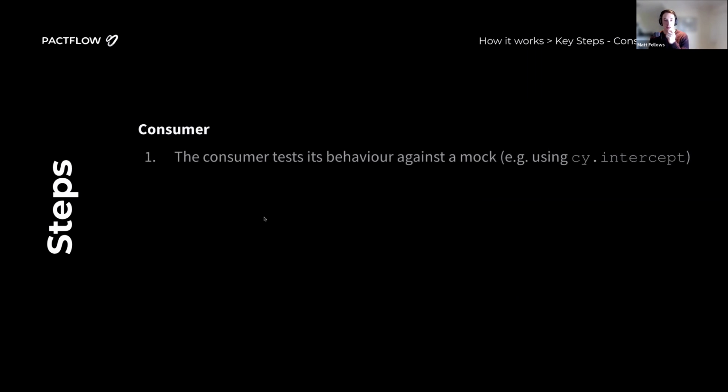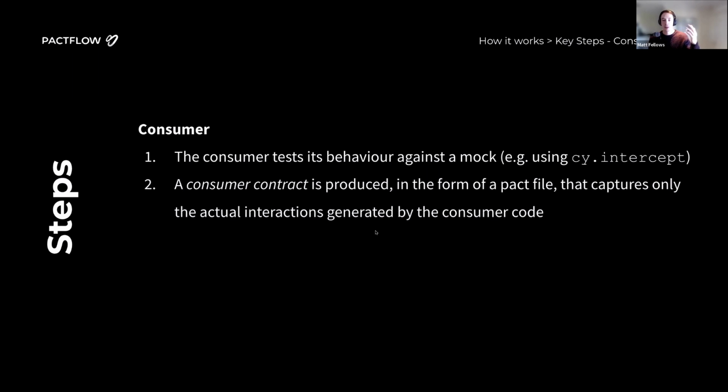So on the consumer side, step one, the consumer test, we're going to test the consumer's behavior against a mock. So in today's example, we're going to use cy.intercept, but you can imagine this to be all kinds of ways of doing mocks. The consumer contract gets produced in terms of a Pact file. So it's worth mentioning here that it needs to be saved as a Pact file. That's just the artifact. You don't need to use Pact, right? It's just a Pact format that you're using as an interchange to capture those expectations.